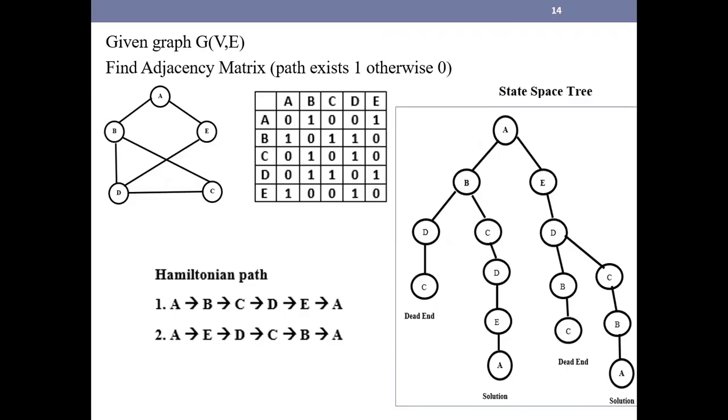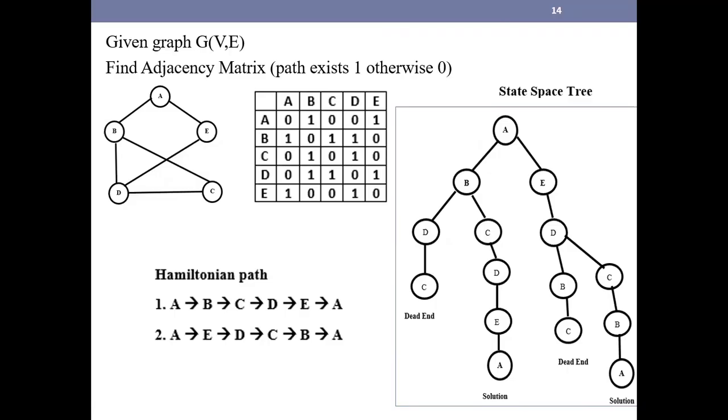The adjacency matrix has two values, either 0 or 1. 0 means there is no path. 1 means there's a path, that means it's an adjacent node. 1 means adjacent node, there's a path. 0 means no adjacent node, no path.